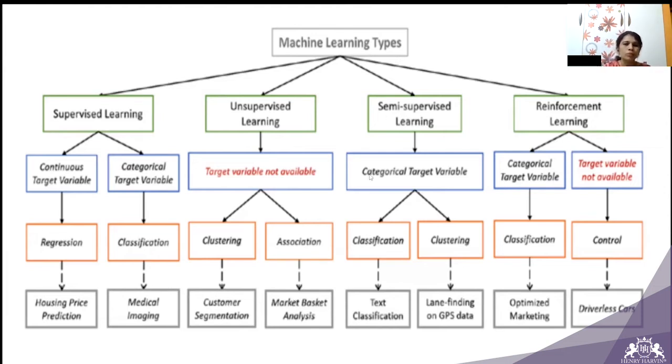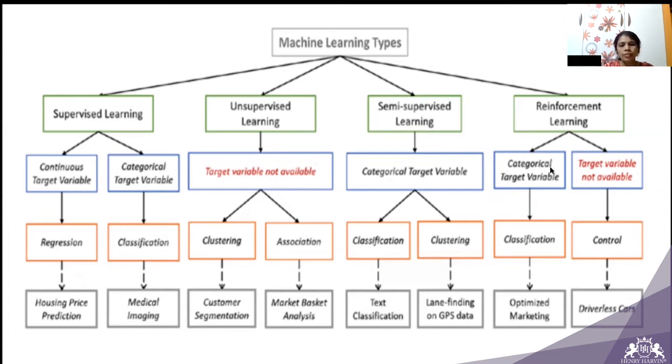The next one is semi-supervised learning. Again, here it is about a categorical target variable, like classification and clustering. If it is classification, an example is text classification, which basically comes under text kind of data. For clustering, an example given is lane finding on GPS data. And reinforcement learning, actually these two we are not covering.